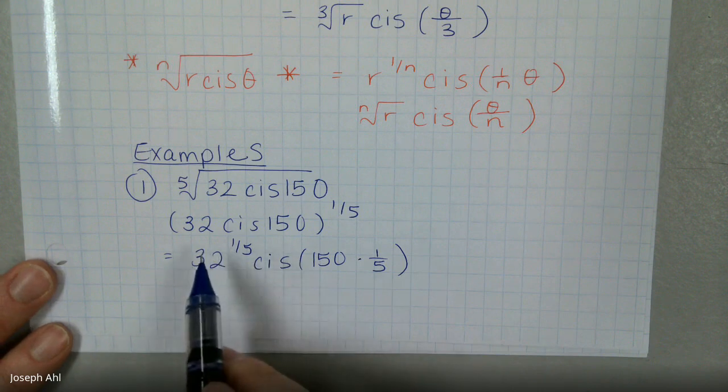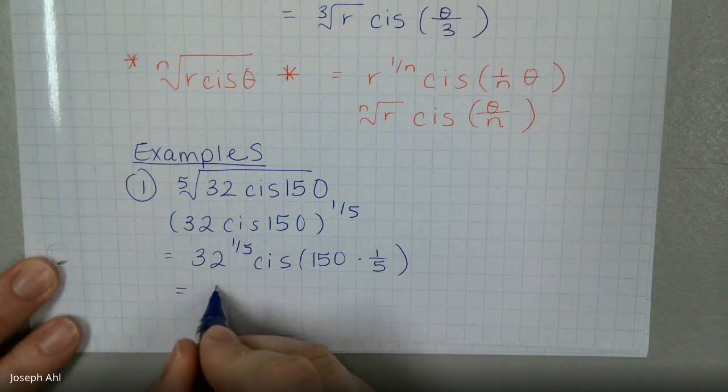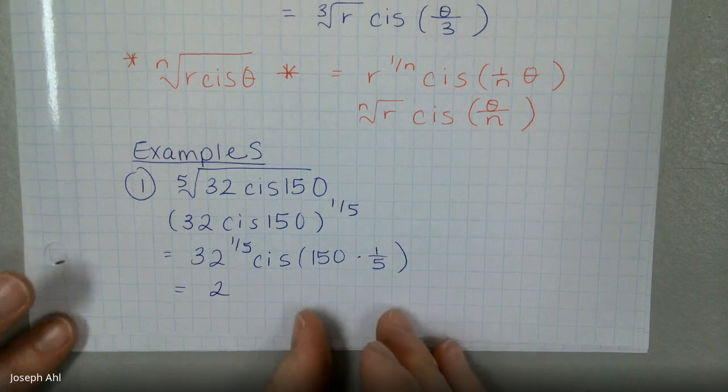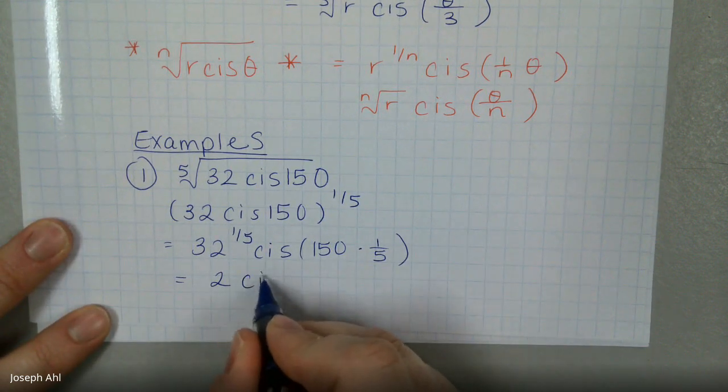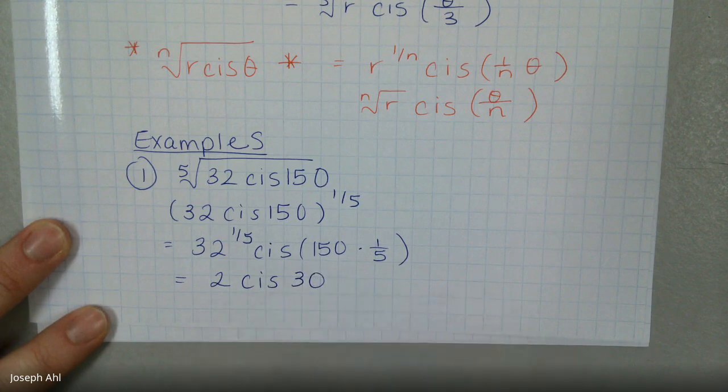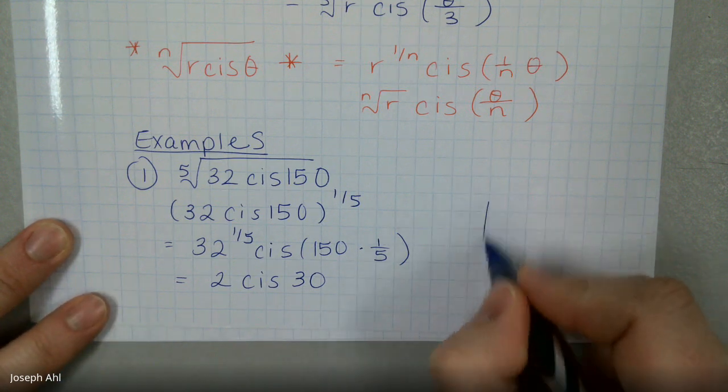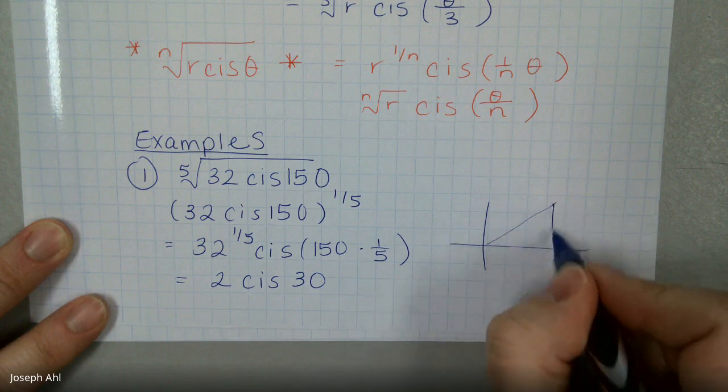32 to the 1/5 power, or the fifth root of 32, is 2. That's a nice value there. And then 150 divided by 5, or 150 times a fifth, is 30. And of course, the last step is, if this is a nice angle, for now we'll work on converting that back into rectangular form. So 2 cis 30, maybe off to the side here, we draw a really quick picture.